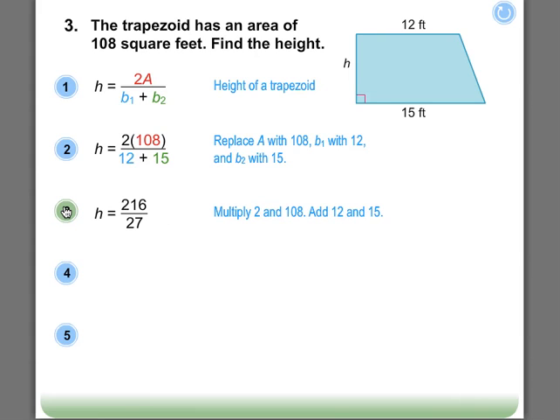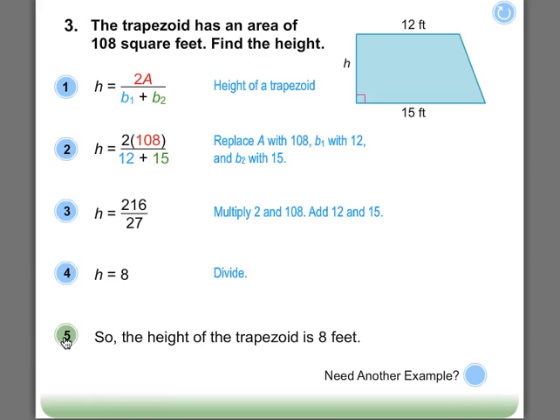So the height equals 216 over 27. So the height equals 8. Isn't that so nice when it gives us a nice whole number as the answer? The height of the trapezoid is 8 feet. Not 8 feet squared, because that's what the area is, square feet. This is just one piece.